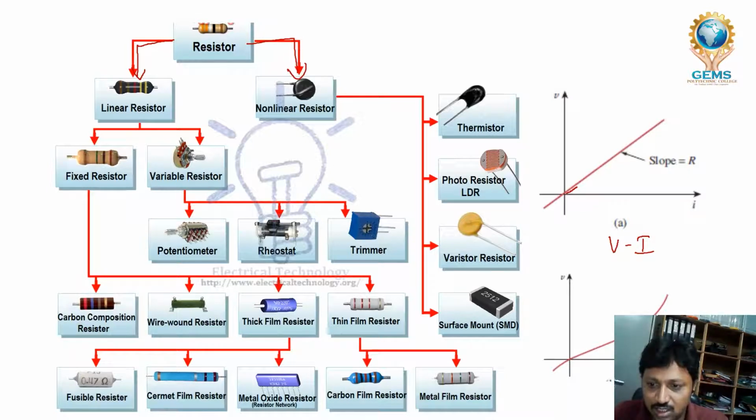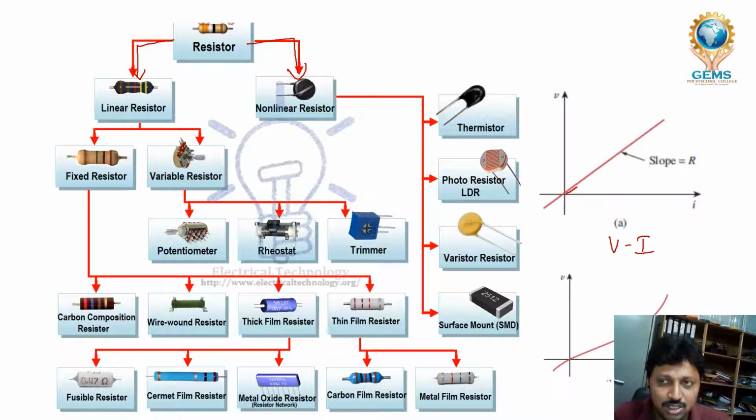This is a non-linearity behavior. So this is a non-linear resistance. And the linear resistance is again further classified into fixed resistor and variable resistor. Mostly in electric circuits, at diploma level, we are going to use the fixed resistance. The resistor value is fixed. The variable resistance you can use in your laboratory, the machines laboratory.